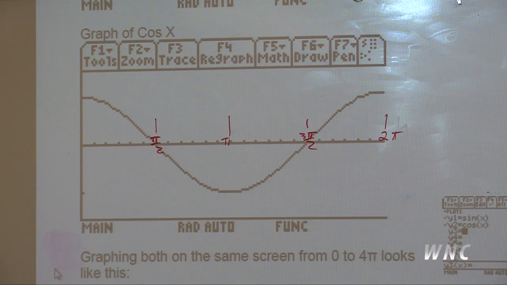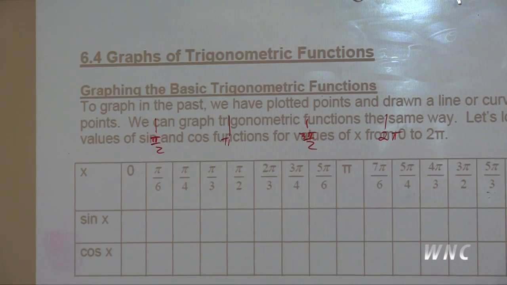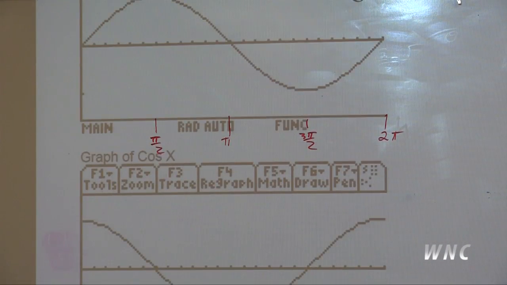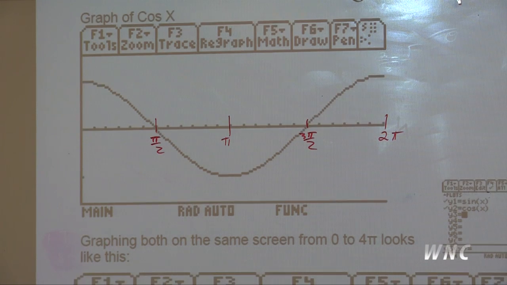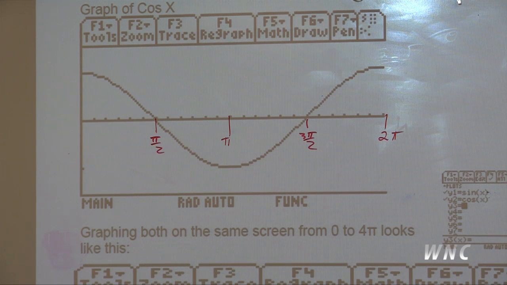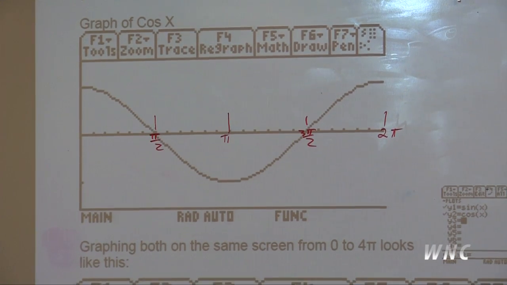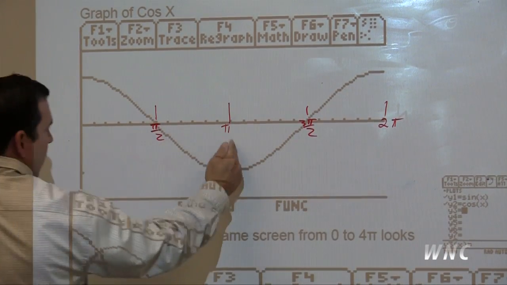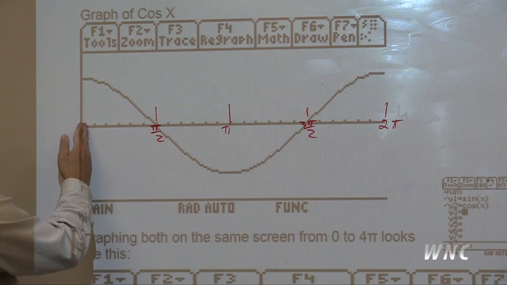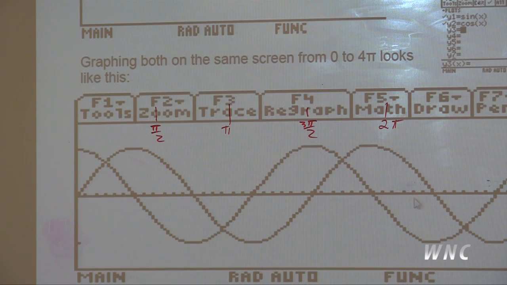Yeah, I'll just scroll that up a little more, huh? Here's our cosine. Didn't mean to do that. Okay. Again, we have our 3 pi over 2, pi over 2. Pi is a low point, 2 pi is a high point, and 0 is a high point. That's cosine.